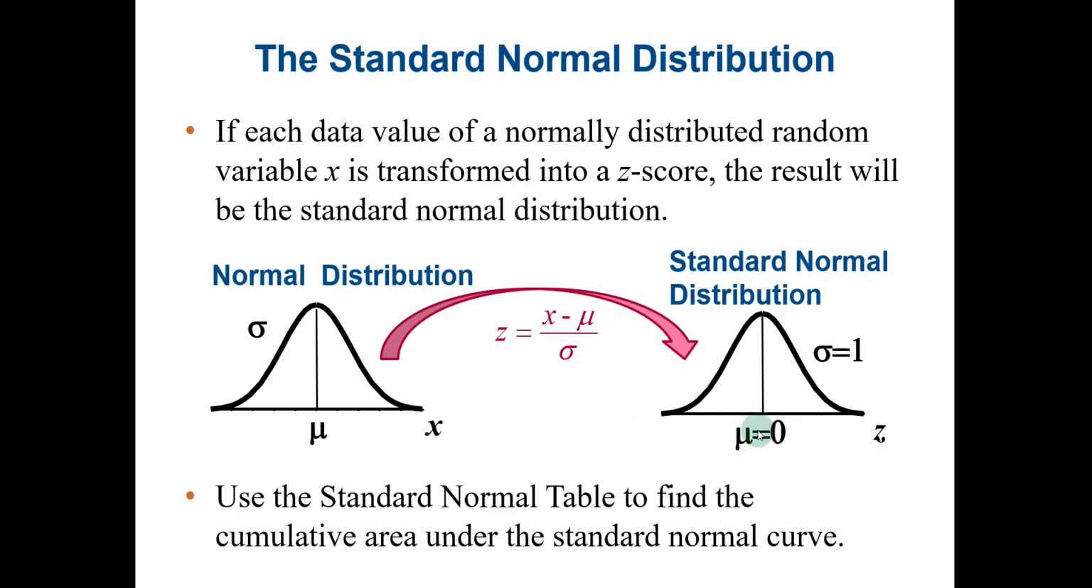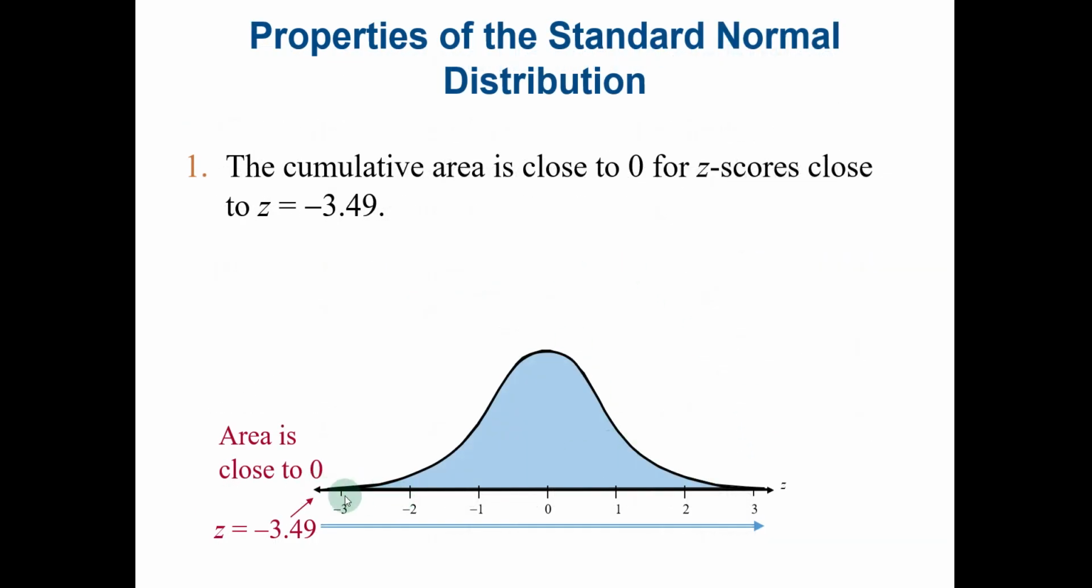The next thing we want to talk about is that this curve approaches your x-axis but never touches it, to the left as well as to the right. And when you get to the point where you have negative 3.49, the cumulative area is basically 0. So for any Z score of negative 3.49, the area is 0, or the probability is just 0. And anything less than that is still 0. So if you come all the way to negative infinity, you still have 0.